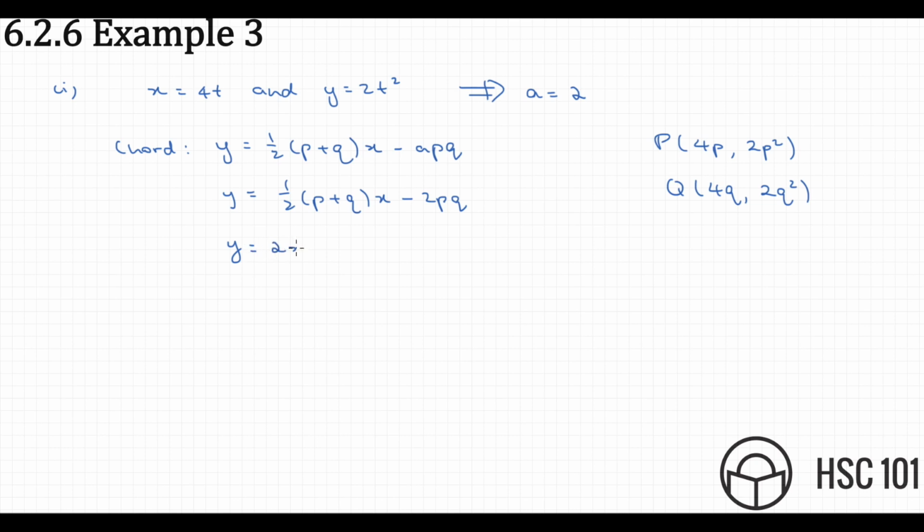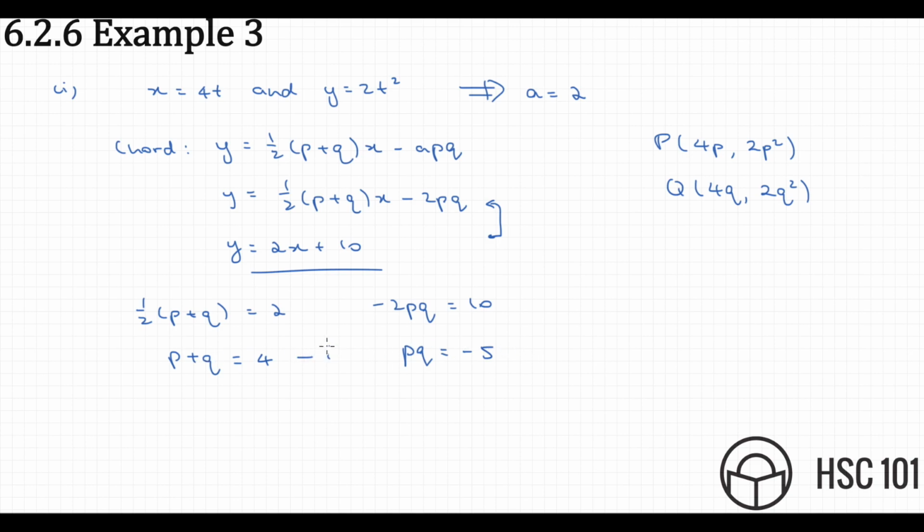If y equals 2x plus 10 is a chord, then by comparing the equation y equals 2x plus 10 with the generic equation of the chord, we can say that half of (p plus q) equals 2, and negative 2pq equals 10. And of course from this we know that p plus q must equal 4, and p times q equals negative 5. Let's call this equation 1 and this equation 2.